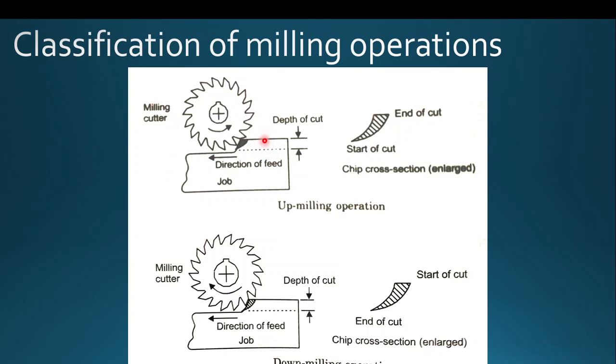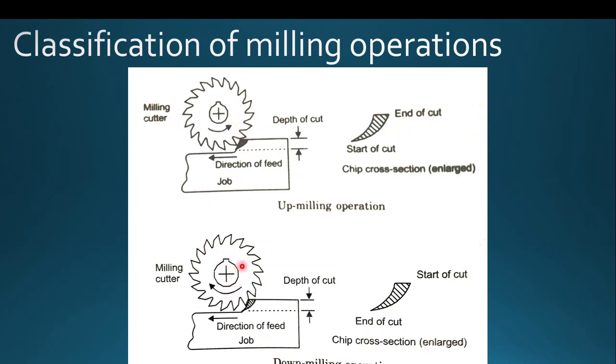So with this depth of cut, this is nothing but up milling. And down milling is where the rotation of the tool is in the direction of your workpiece feed. See this direction of tool rotation, this is the direction of workpiece feed, but it is completely reversed in the case of up milling. So these two are the basic classification in the milling operation, up milling and down milling.